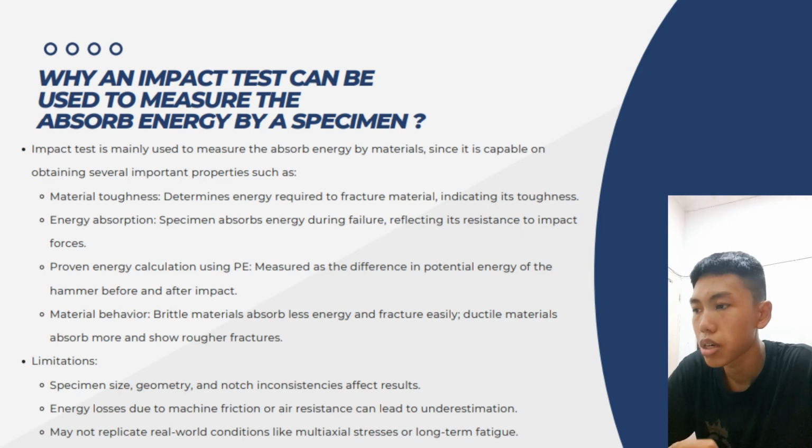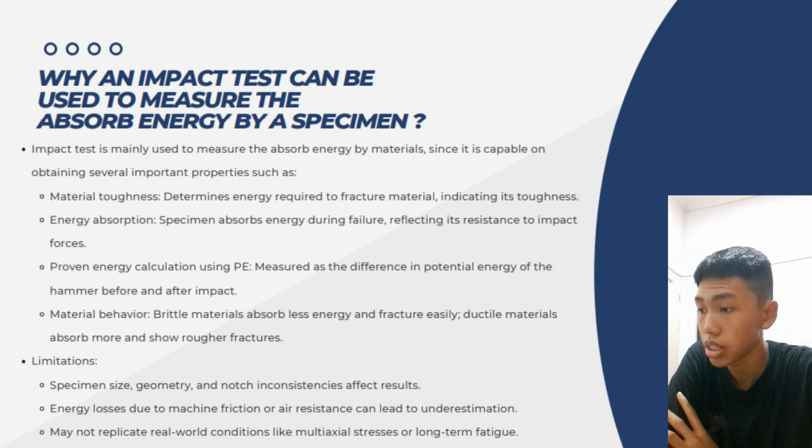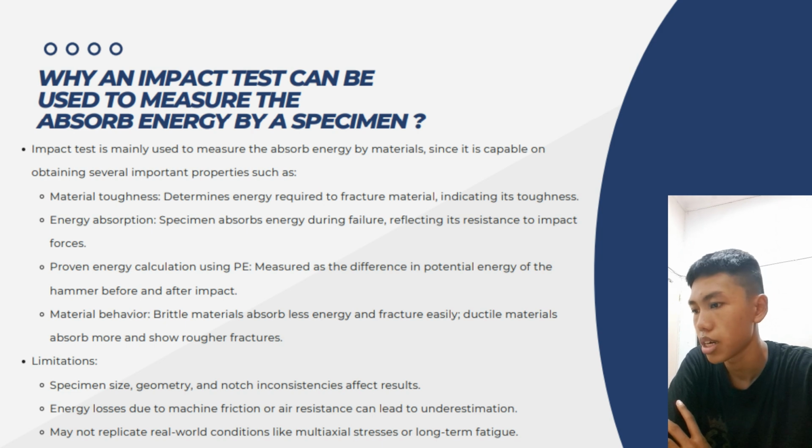So we're moving on to the next part, where I'm going to be explaining why an impact test can be used to measure the absorbed energy by a specimen. The impact test is mainly used since it is capable of obtaining several important properties such as the material toughness and material impact energy absorption, and it uses a proven energy calculation, which is the potential energy formula (MGH), in order to measure the impact absorbed by the specimen. It also can determine the material's behavior, so you can get the results whether the material is brittle or ductile.